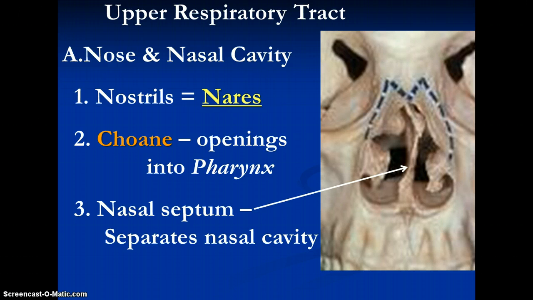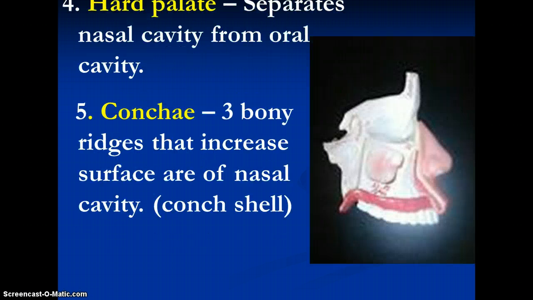In the back of your nasal passage, the back is called the choana, which are openings into your nasopharynx in the upper part of the throat. You have a nasal septum right here, which separates the left and right nasal passages. Your hard palate is the upper part of your mouth made of the bone, which separates the nasal cavity from the oral cavity.